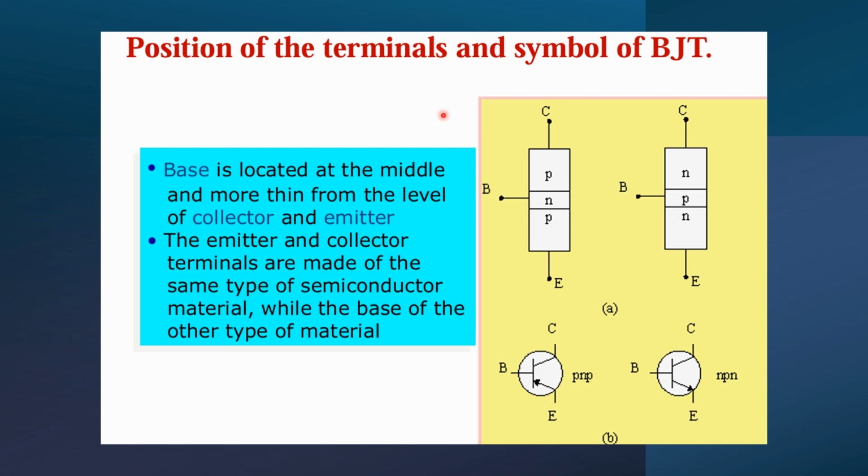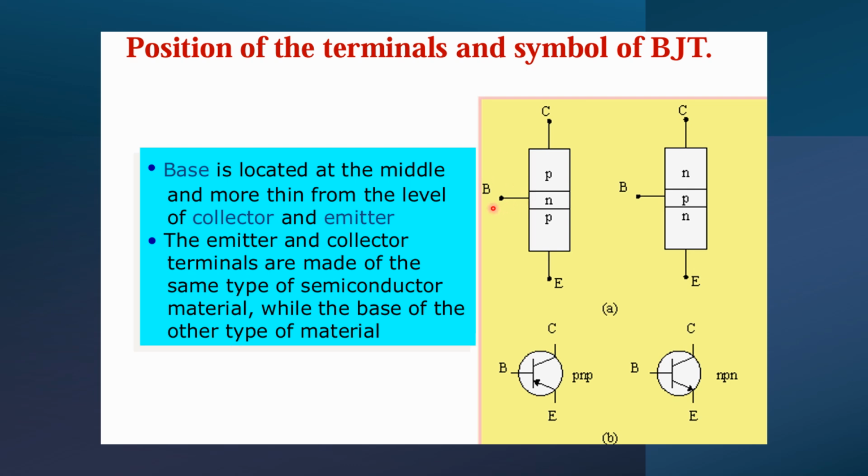See here the position of the terminals and the symbol. PNP transistor, NPN transistor, emitter, base, collector. So this is the transistor symbol. The circuit representations, how we saw in diode representation in the circuit, at the same the transistor representation in the circuit.